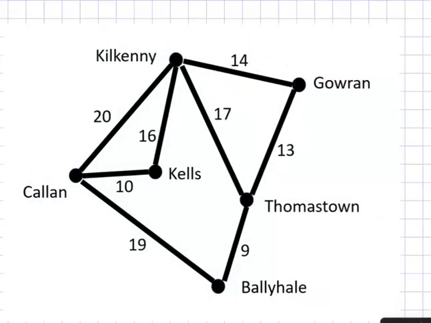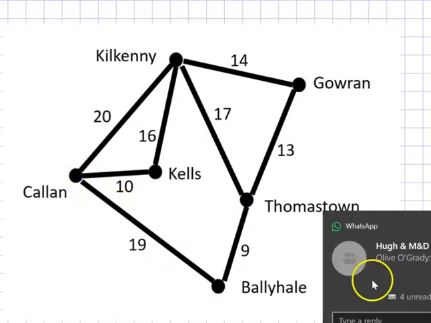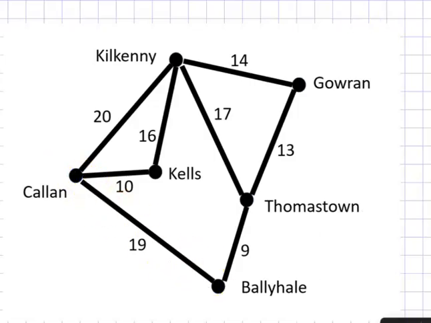Okay, so the first one that I've already mentioned is the idea of the shortest distance. There's a very simple one, shortest distance from Kilkenny to Ballyhale. I'm not going to go through the actual algorithms and so forth. We'll just try and see it in a visual way. You can go via Callan. That'll take 39. You could go via Thomastown, that's 17 and 9, which is 26.